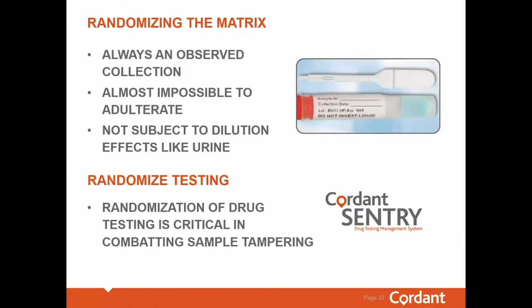Which brings me to randomization. Randomization of drug testing is critical in combating sample tampering. A true randomization program will help to ensure the individual did not have the time to prepare to subvert the test. Make sure your randomization program is capturing the right individuals at the right time and the right testing.